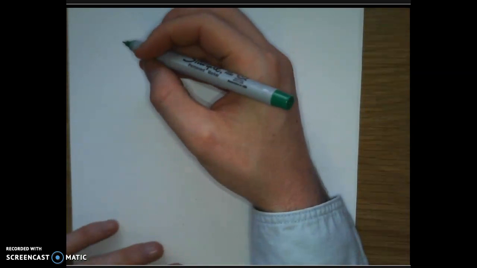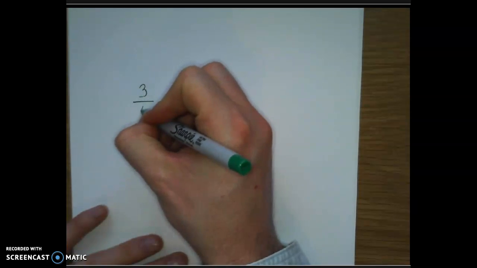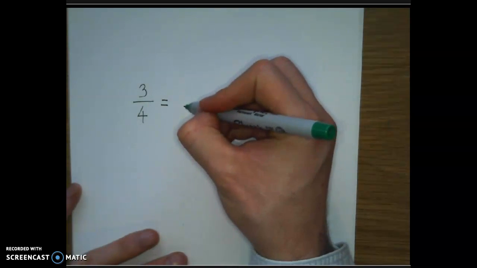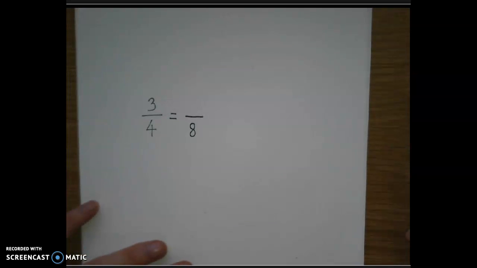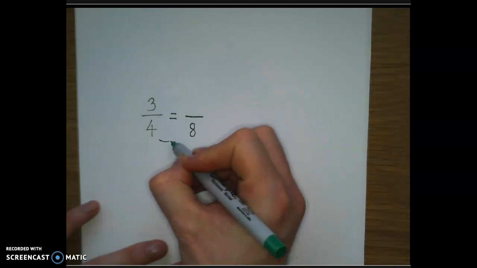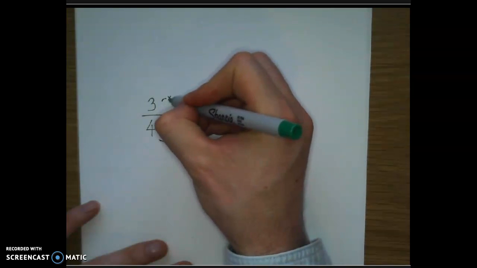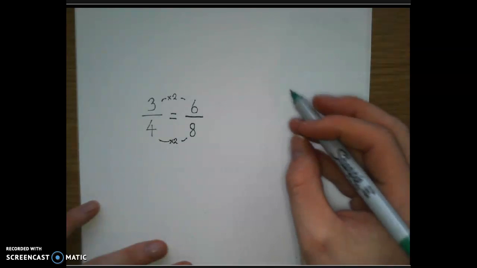So if I was to say 3 quarters, and I wanted to turn 3 quarters into eighths, remember, you do the same to the bottom as you do to the top. So what do you multiply 4 by to get 8? 4 times 2 is 8. So you do the same up here. 3 times 2 is 6. 3 quarters is the same as 6/8.